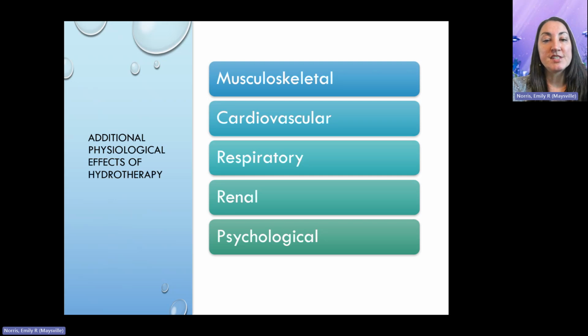All right, some of the physiological effects of water therapy. It has benefits for the musculoskeletal system, the cardiovascular system, respiratory system, renal system, that's your kidneys, and then psychological benefits. So we'll go through each of those.